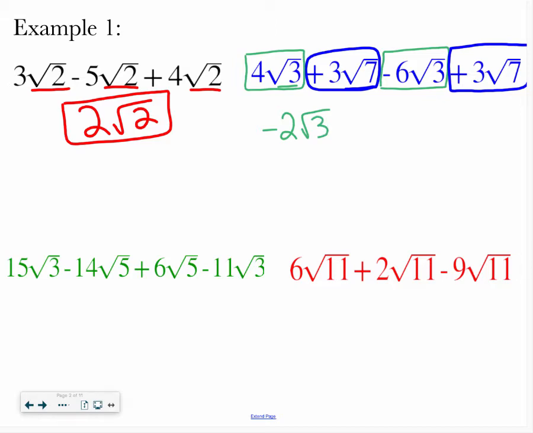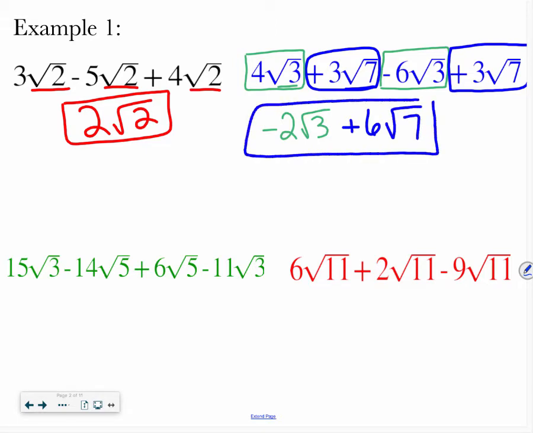And then I have a positive 3 and a positive 3, or plus 6 square root of 7. And I am done. Now I can't combine this because, let's say square root of 3 is x. That means square root of 7 is like x squared. You don't combine those. So we leave them as is.